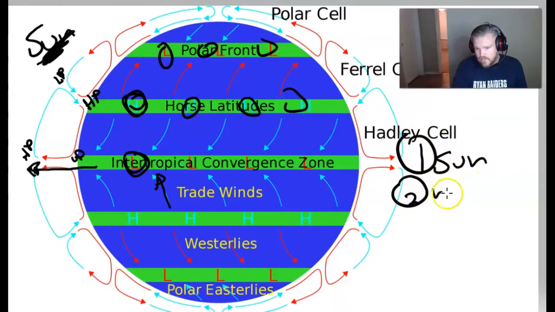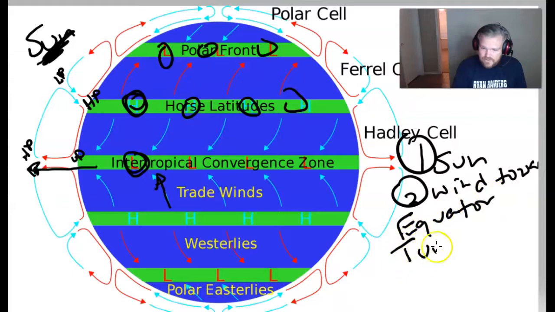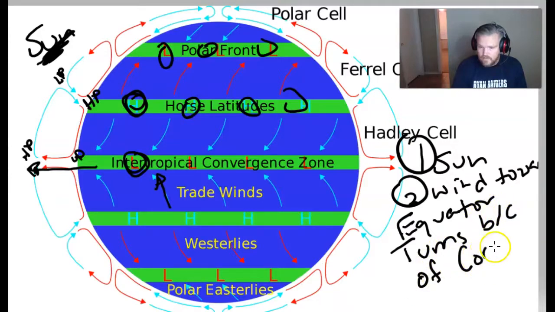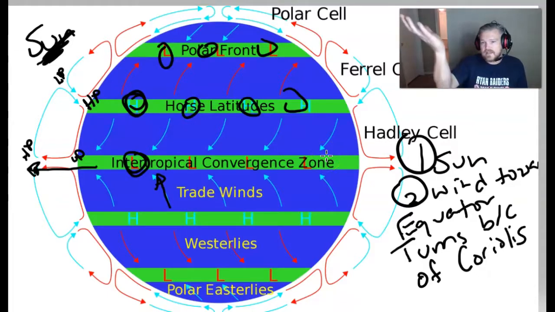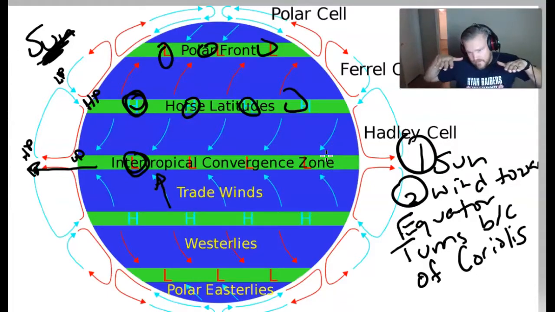Then second is wind toward the equator. And that wind turns because of the Coriolis effect. So remember, the sun basically is going to drive this. It heats up air at the surface. That air rises at the equator. Air then at the surface near the equator moves toward the equator, and then Coriolis causes that air to turn.